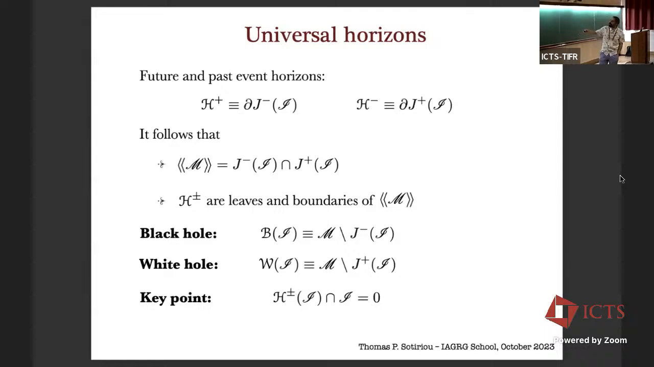And then, based on these definitions, you can prove that both of the universal horizons would be leaves of the foliation themselves. You don't have to assume that, it follows, and also that they're boundaries of this region. And then you can define the black hole in exactly the same way as you did in general relativity, and the white hole in exactly the same way, right? And a key takeaway message is that these universal horizons are leaves of the foliation that fail to reach infinity, this scry, right?